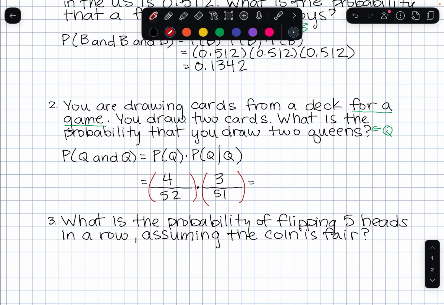I'm going to go ahead and do this on a calculator. Remember to use parentheses so that the calculator does the operations in the correct order. So we want 4 out of 52 times 3 divided by 51. And when I do that, I get 0.0045. And remember to convert to a percent, we move the decimal place this way. That's about half of 1%. So it is very unlikely when you're drawing 2 cards from a deck that you're going to get 2 queens in a row.